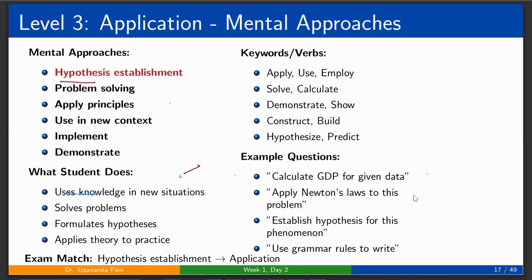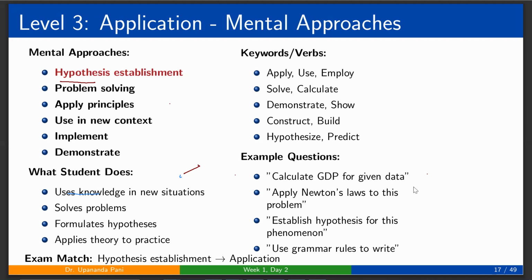Level 3, application, is basically hypothesis establishment, or it can be problem solving, apply principles, use in new context, implement, demonstrate. So what a student does here is use knowledge in new situations, solve problems, formulate hypotheses, apply theory to practice. In most cases, for example when a student writes a dissertation, we are doing level 3 of learning, that is application.